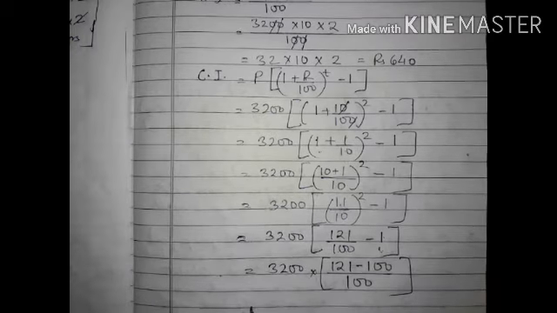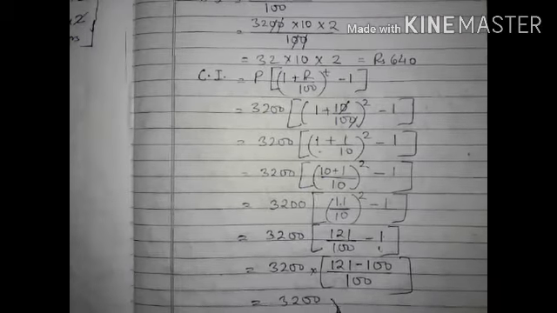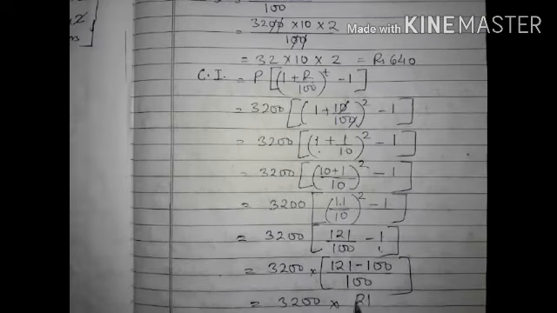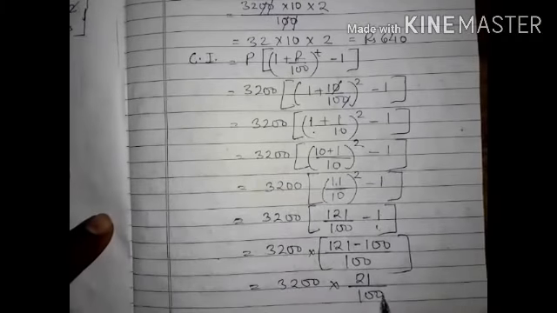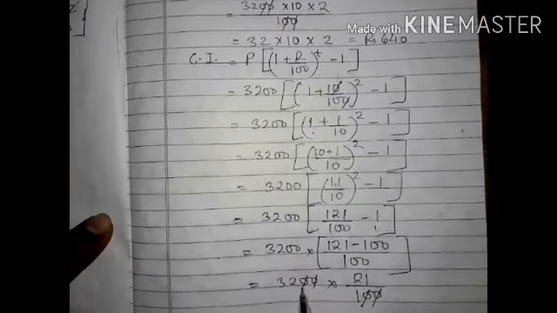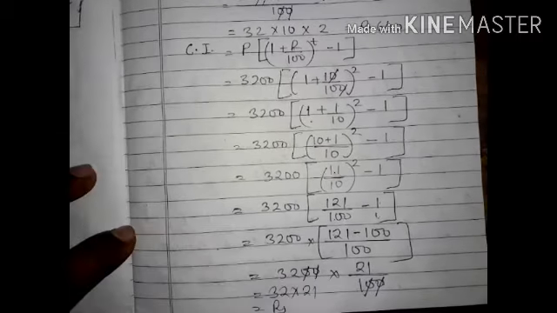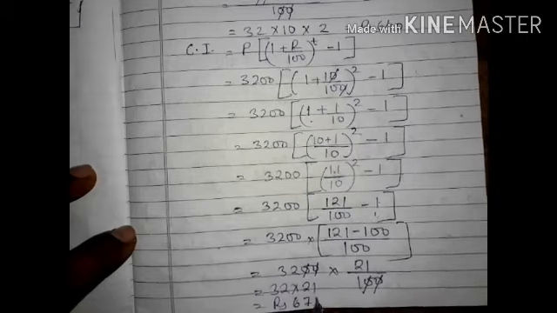Cross multiply we have to do. 3200 multiplied by 121 minus 100, 21 upon 100. Now 0 0 cancel, 0 0 cancel, 32 multiplied by 21. So the answer is rupees 672.